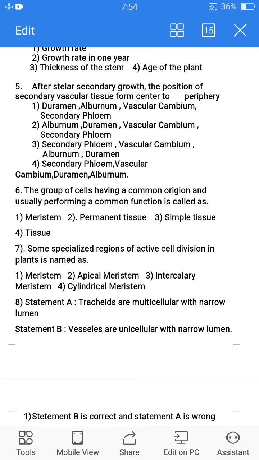First option, duramen and alburnum and vascular cambium and secondary phloem. Next, the second option, alburnum, duramen, vascular cambium and secondary phloem. Third option, secondary phloem, vascular cambium, alburnum and duramen. And last option, fourth option, secondary phloem, vascular cambium, duramen and alburnum.